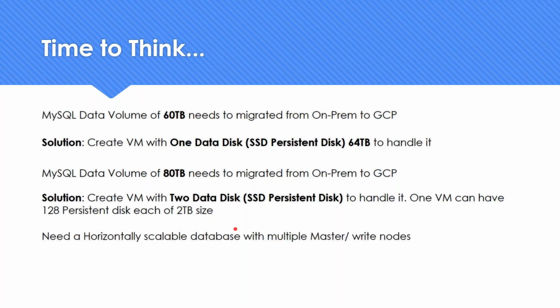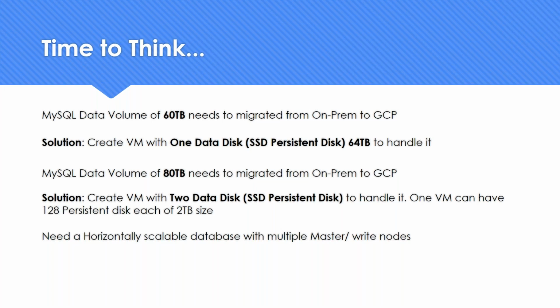The last option, need a horizontally scalable system with multiple masters or write nodes. So in your option 1, option 2, you were having only one master. It was one single virtual machine. But the moment you need horizontal scalability, meaning there should be multiple masters or write nodes, what would be the option which you can think of? I need to write something into a virtual Cloud SQL instance in Singapore and also in Belgium, something like that. What would be the option which we have not thought of?